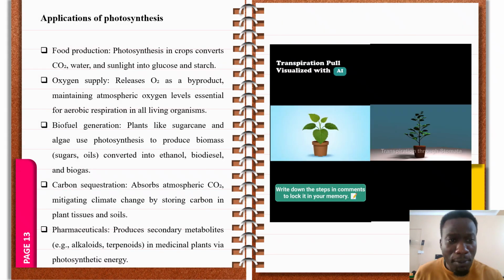Then we have the applications of this nutrition. Photosynthesis is important to plants, but also it is important to the environment. One, it is a source of food to the environment. Also, it supplies oxygen to the environment. It's a source of biofuels and also carbon sequestration. It helps in the removing of excess carbon dioxide from the environment. And also, plants are used for pharmaceutical processes. It is now as we watch in this video.